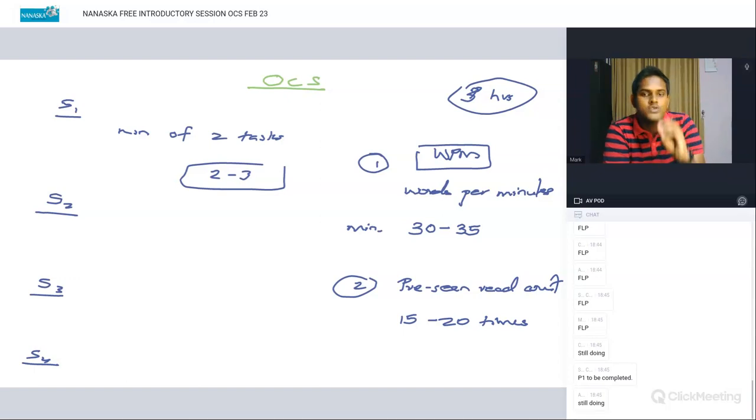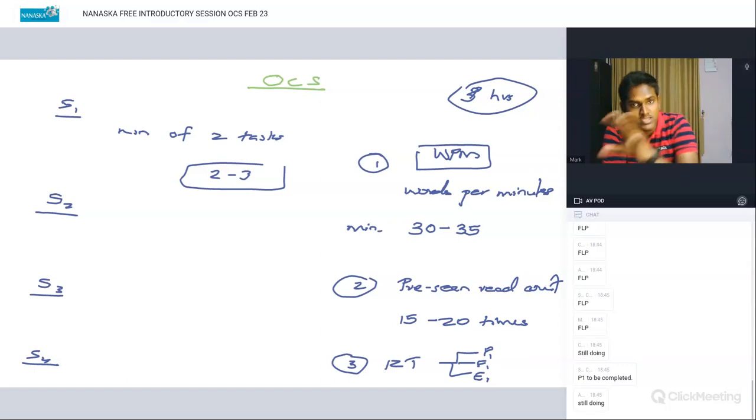So therefore, if you put the foundation right, for OCS I normally say the foundation is how many times you read your pre-seen, your words per minute, and number three, your refresh theory. Refresh theory is your understanding, your knowledge on P1, F1, E1. These are the three blocks that ought to be there in your foundation for you to pass your case study. If these three blocks are firm, you have nothing to worry about passing your case study.